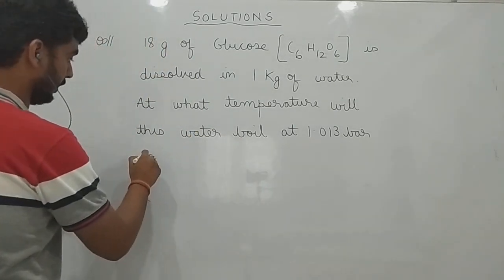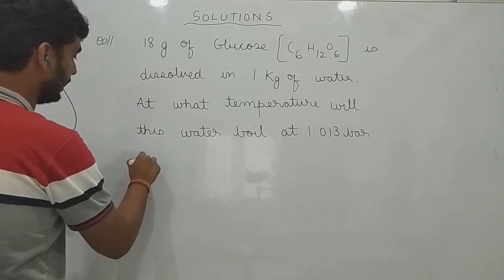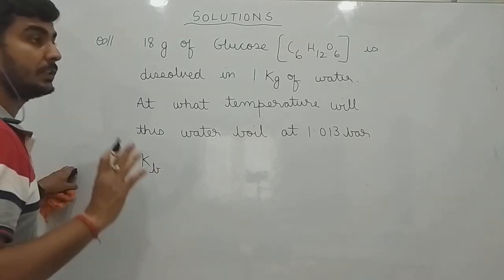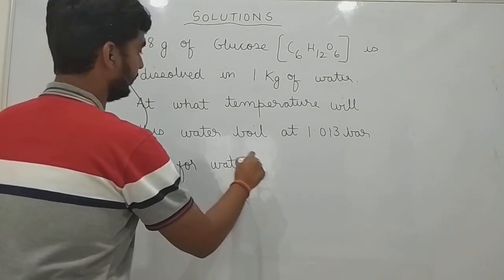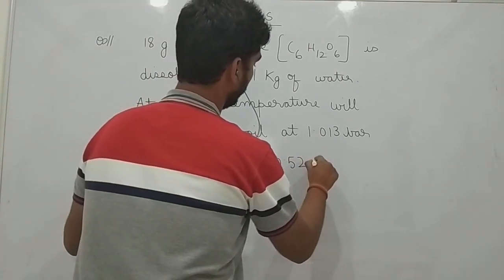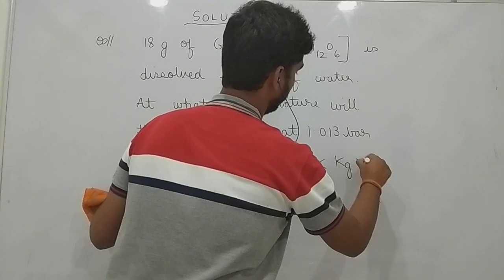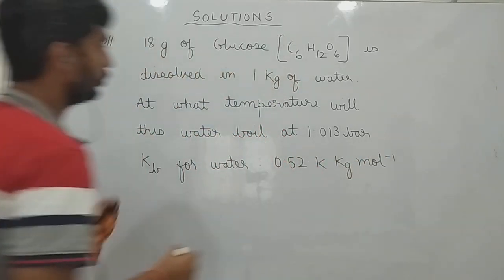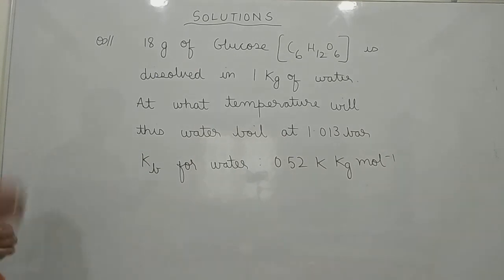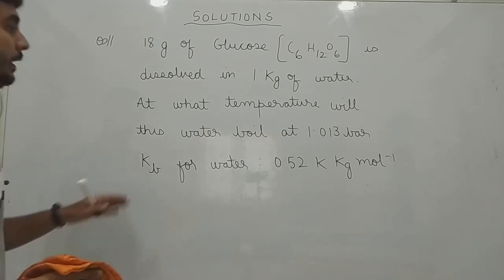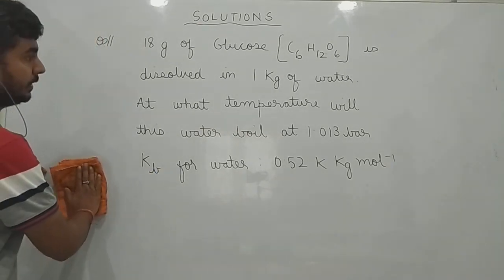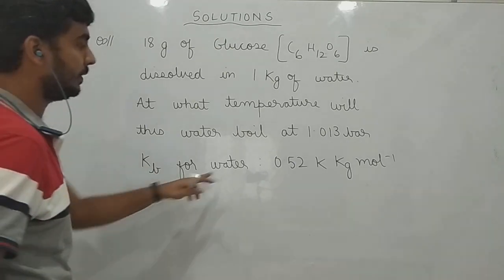Some of the data provided is KB, the boiling point elevation constant for water. KB for water is given and it is 0.52 Kelvin kg mole inverse. So kindly see this question, we will solve this. We have to find the new boiling point of that 1 kg of water after 18 gram of glucose is dissolved in it.